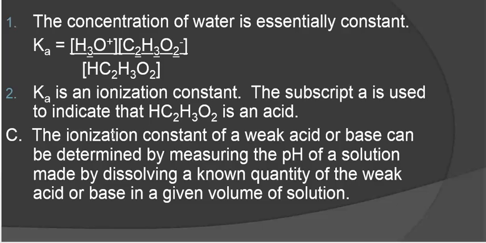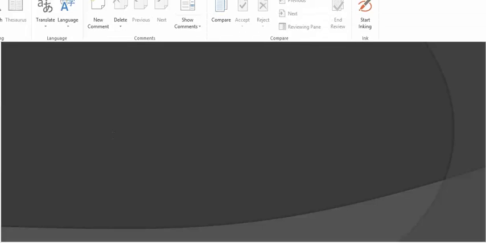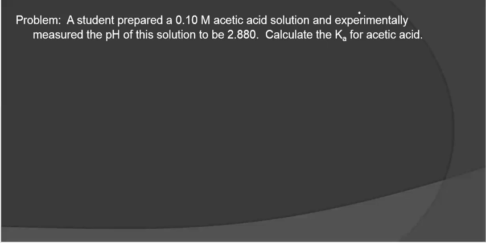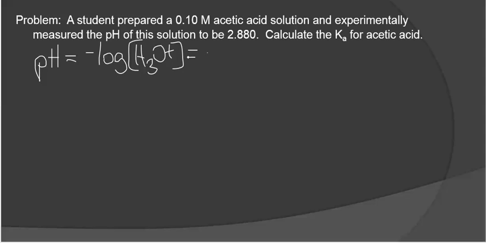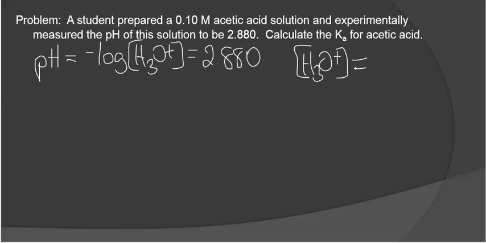So let's go through a problem where we solve for the ionization constant Ka. We're given an acetic acid solution, we're given the concentration 0.1, and we're given the pH. pH is equal to negative log of hydronium. And so if I know the pH, 2.88, I can find hydronium by taking the antilog of negative 2.88. Hydronium comes out to 0.00132 molar.